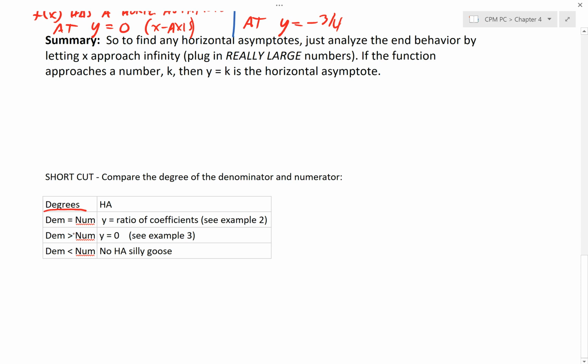When the denominator has a greater degree than the numerator, we get y equals 0 as a horizontal asymptote, just like we did in example 3a. And if the denominator has a lower degree than the numerator, that's like example 1 today. Then we get no horizontal asymptote.